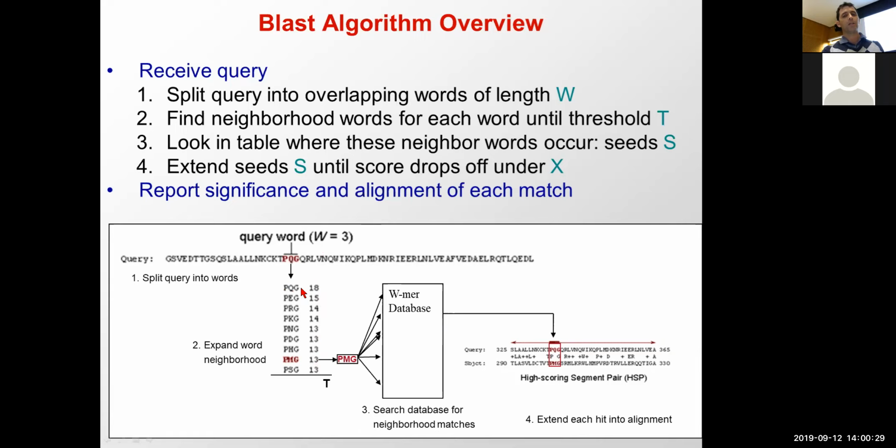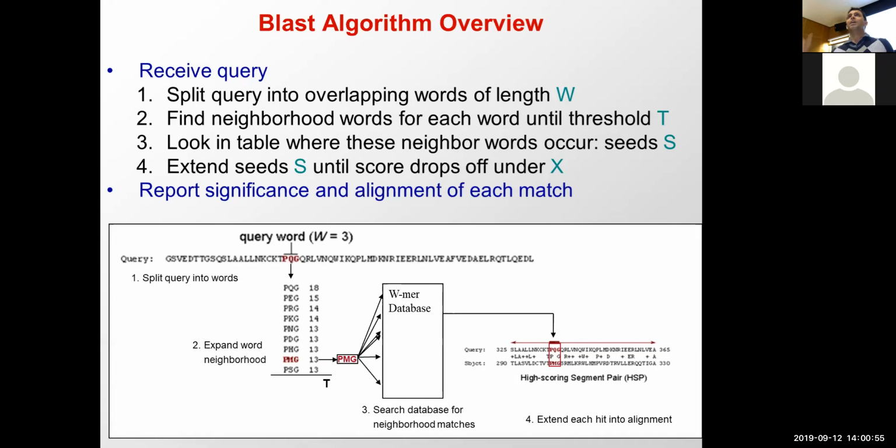The score tells me how much of a penalty I have paid. PQG to PQG has a maximum score of 18. That's a penalty of 5 going down to here. So that tells me how much did this change and how unlikely is it to be truly evolutionarily related. And that score diminishes the further I go in evolutionary space. Any other questions? These are all fantastic questions.